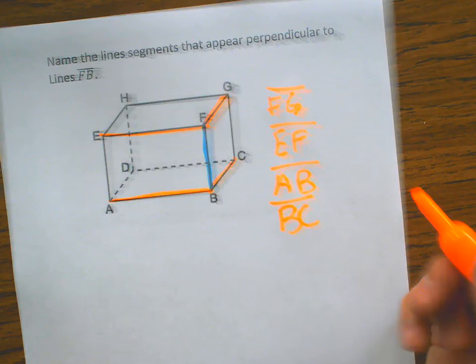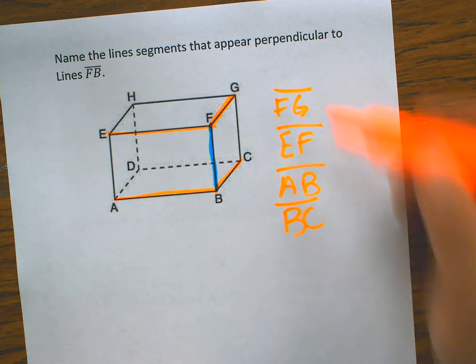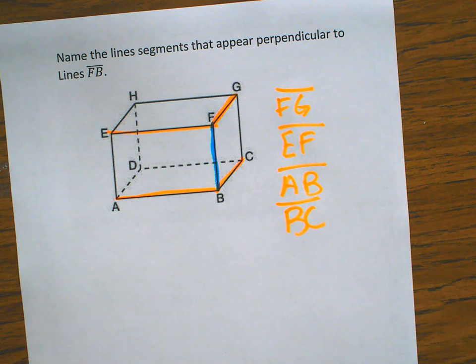Now, if there's a restriction, meaning that they only want the one that goes through a specific point, then look at your answers and see which is the one that goes through the point that is being asked.